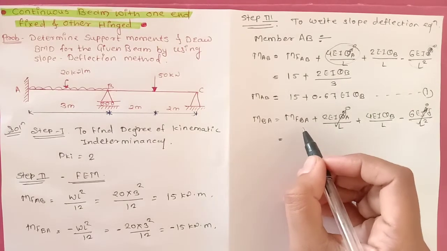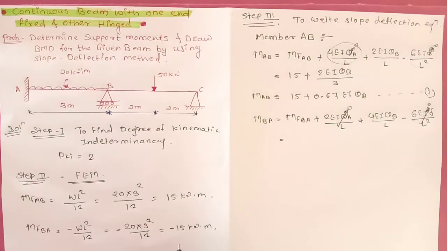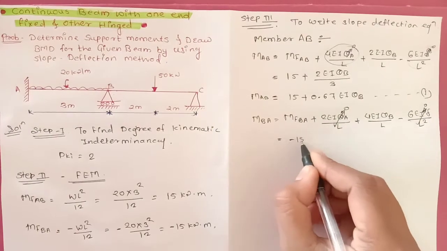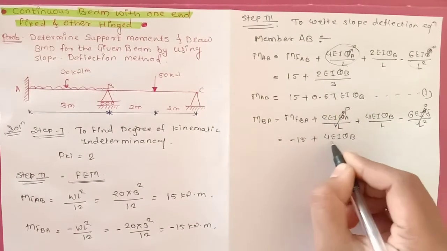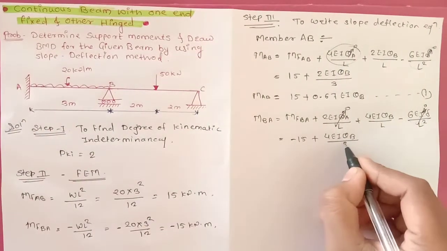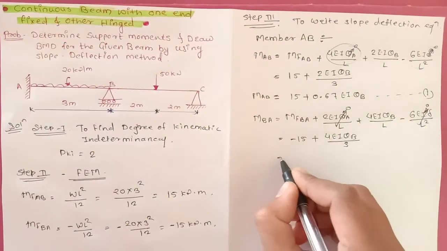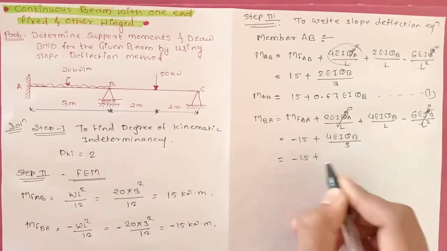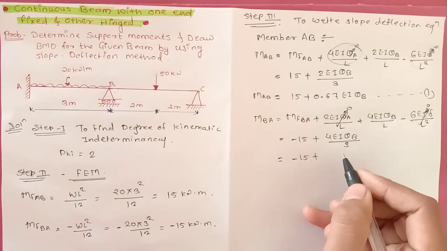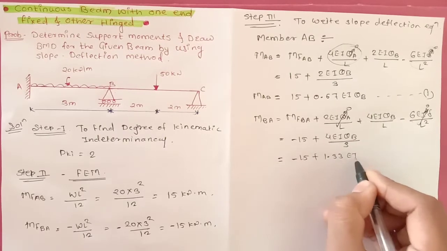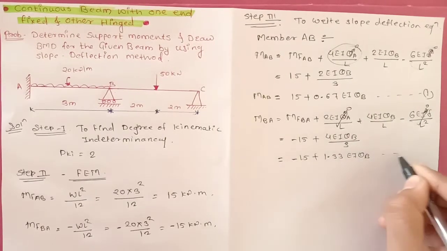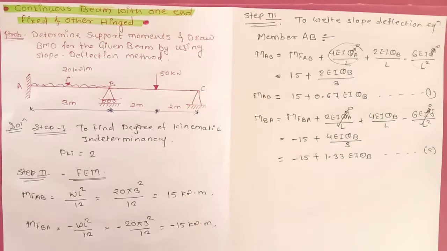fixed moment for member BA, which is nothing but minus 15 plus 4EI theta B divided by L, where L is 3 meter. So the equation is minus 15 plus 4 divided by 3, which is nothing but 1.33 EI theta B. This is our second equation.